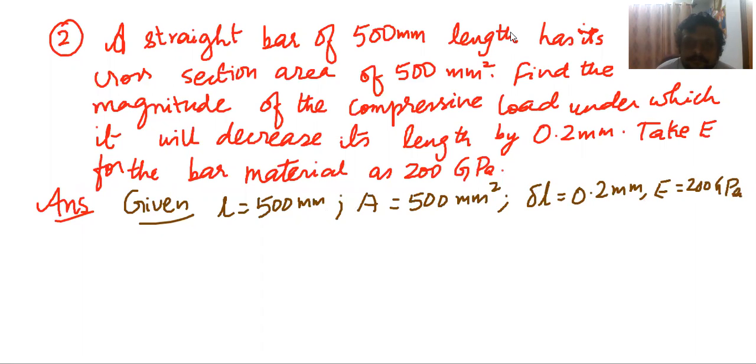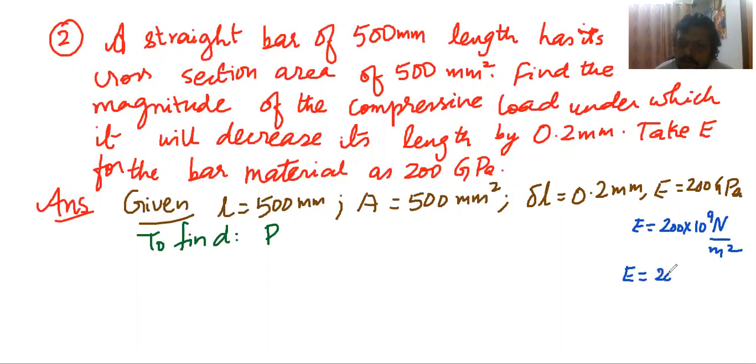Now, given, to find capital P. So this one we forgot to convert, students. Very, very important. So capital E equals 200 into 10 power 9 Newton per meter square. So capital E equals 200 into 10 power 9 by 10 power 6 Newton per mm square. So that is capital E equals 200 into 10 power 3 Newton per mm square.